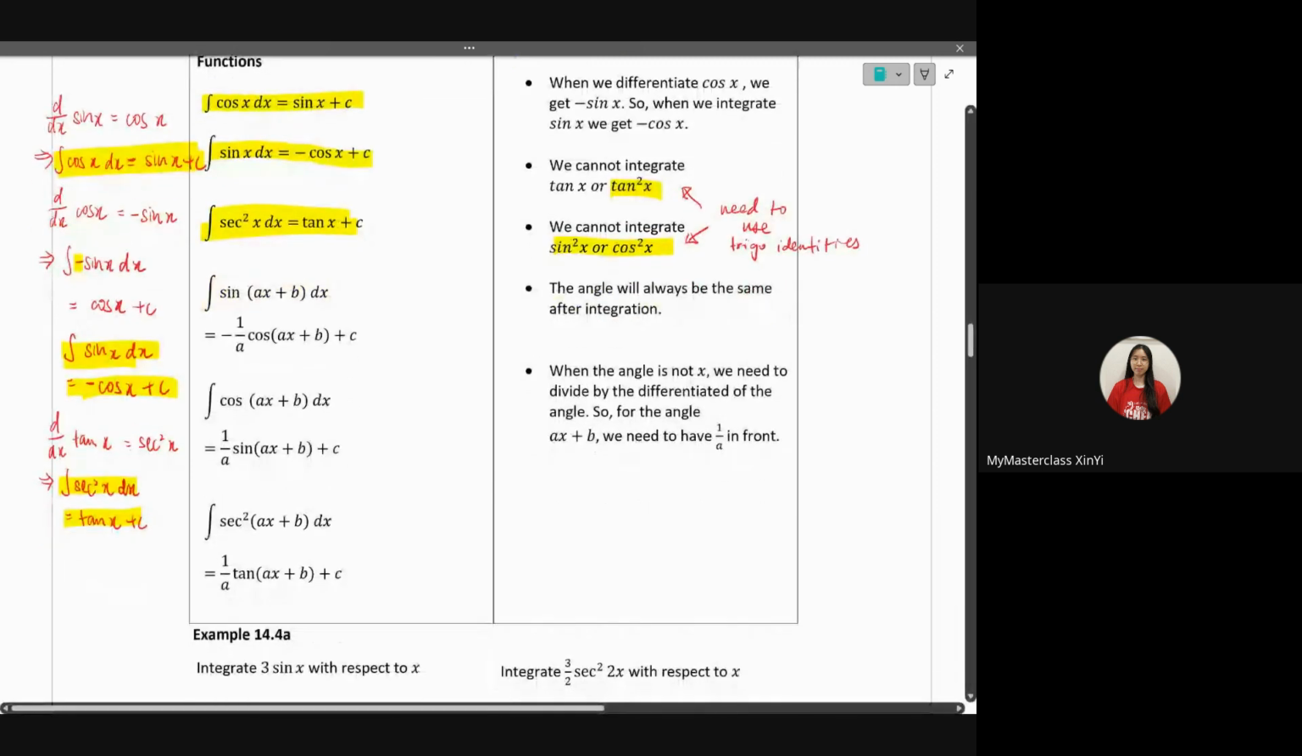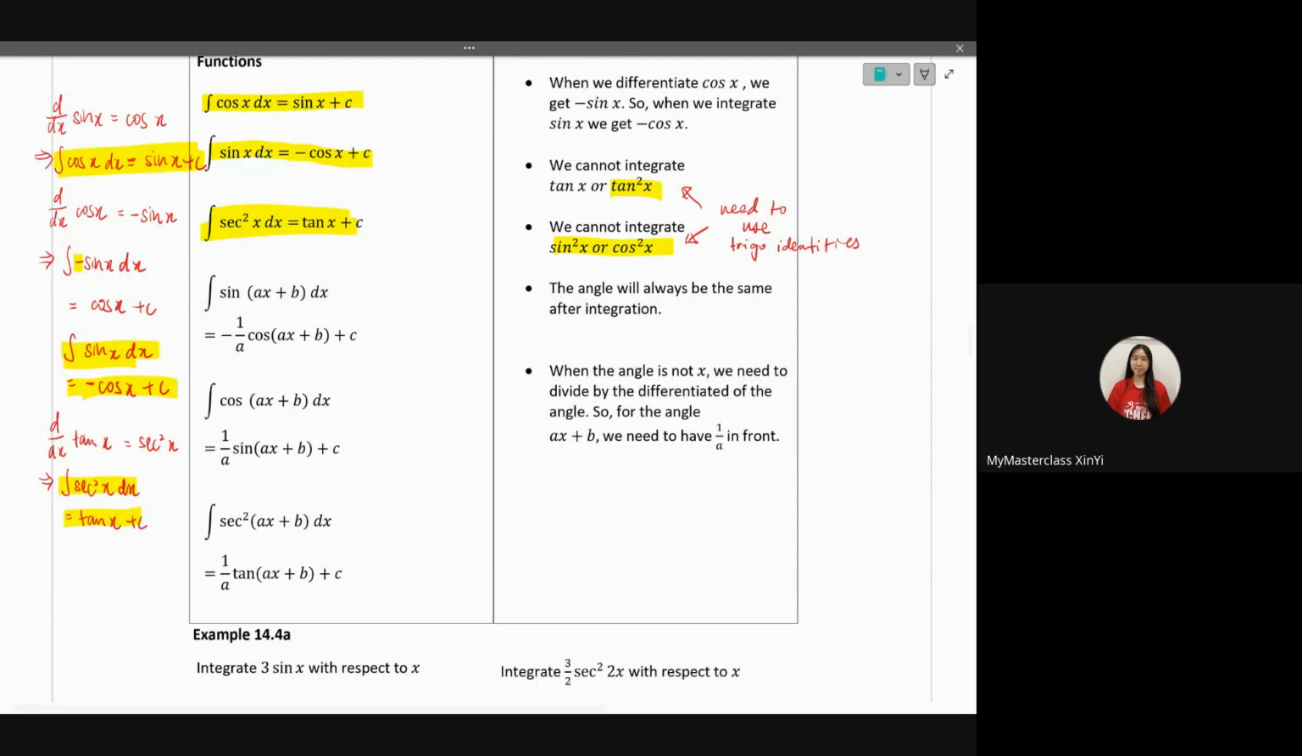Now how about if our angle is not just x? My angle is now ax plus b. One thing to take note of is that when you differentiate or even when you integrate, the angle will always stay the same. Don't ever change the angle here. The angle will always be the same after integration. Same thing for differentiation, you also don't change the angle.